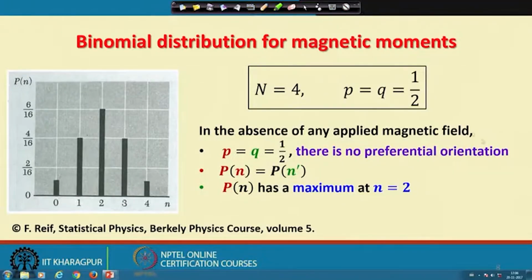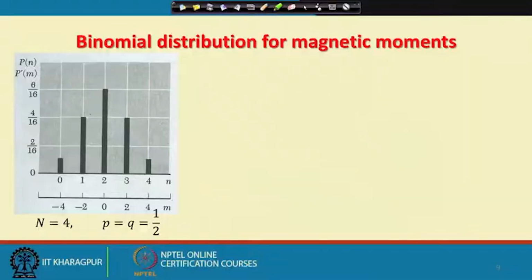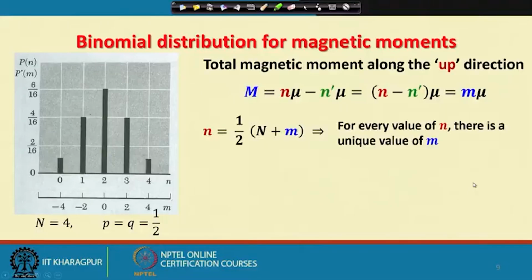We measure the total magnetic moment, so it is not small n that you talk about; rather, you talk about the value of the total magnetic moment of the system. It is possible to show that a binomial distribution describing P of n can be very easily used to describe the P of m, that is, the distribution of the magnetic moment. So, let us see how this can be done.